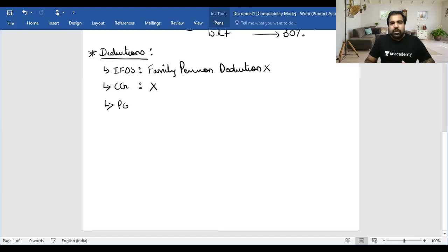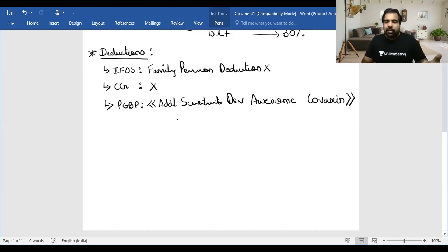Let's move to the next one, which is PGBP. Guys, in PGBP there are a couple of changes, and hence I have a small shortcut to remember those deductions. What is not allowed in PGBP is given in a shortcut called Additional Scientists Developed Awesome Covaxin. Since we are in COVID season, I've given it a COVID touch here. It's a great vaccine which everyone's taking. These are the things that you will not get in PGBP.